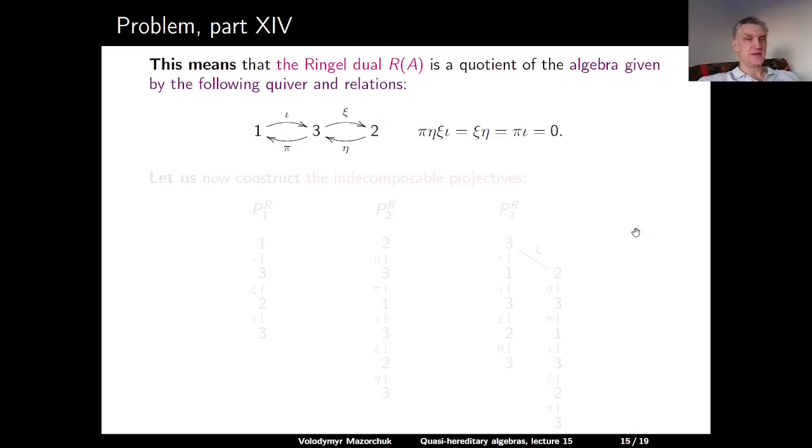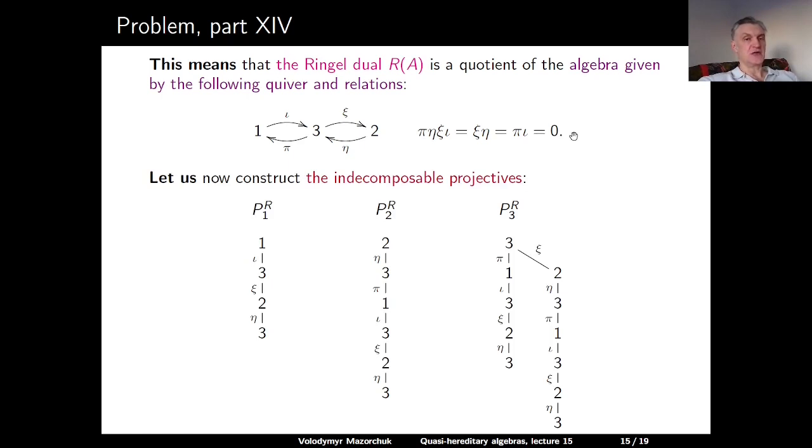So we have 3 natural relations. And this implies that the Ringel dual of A is a quotient of the algebra which is given by the following quiver and the following relations. So we have 3 vertices, 1, 3, and 2. The arrow iota from 1 to 3, the arrow pi from 3 to 1, the arrow psi from 3 to 2, the arrow eta from 2 to 3, and the relations that pi after iota is 0, psi after eta is 0, and pi after eta after psi after iota is 0.